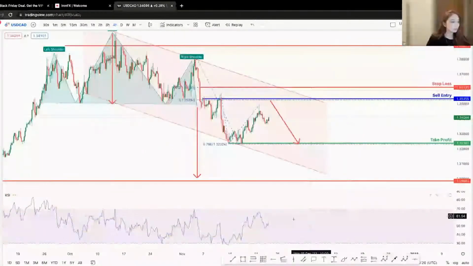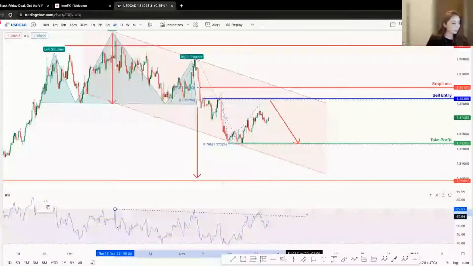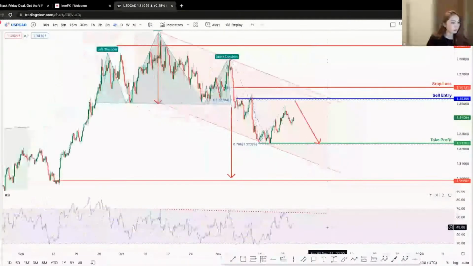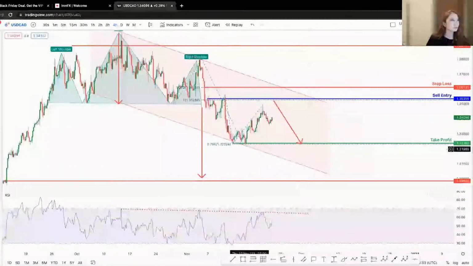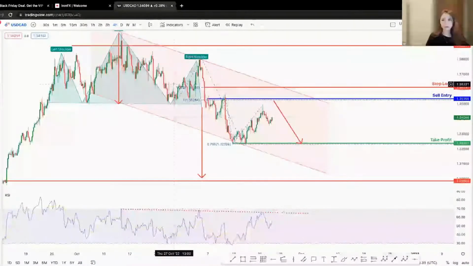We can look at RSI. Also looking at a potential reach in resistance, and we are also looking at a downward fall, a very gradual one, but you can see that it's a downward fall. So this is dollar CAD for you guys.